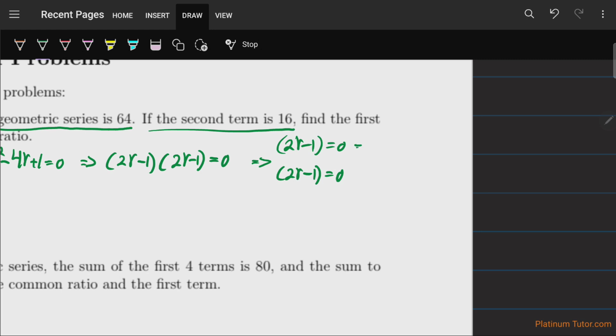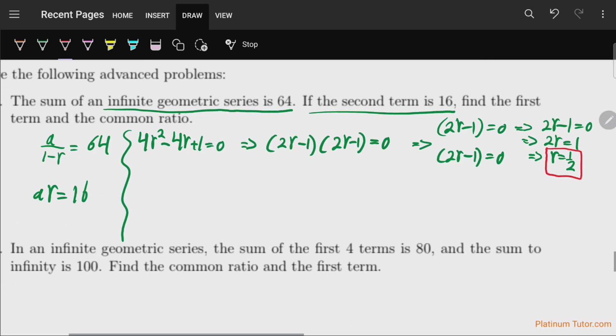Okay, how do we solve? Let's go over the solving steps. So it's 2r minus 1 equals 0. Add 1 to both sides, and that gives us 2r equals 1. Divide both sides by 2. We get r equals 1/2. Like this, r equals 1/2. And we're going to get exactly the same solution from the bottom one. So our only solution here is that r is 1/2.